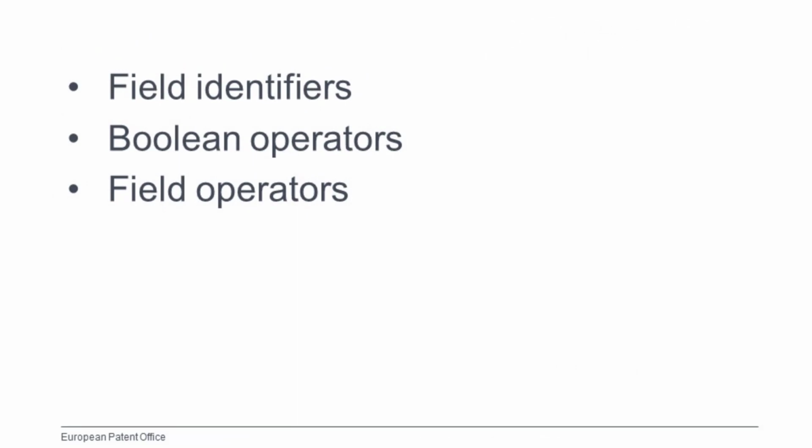Smart Search then offers you the possibility to tell the system exactly what you want to search by using the relevant field identifiers, Boolean operators, and field operators. The use of field identifiers allows you to specify in which field you want a term to be searched. Let me show you some examples.